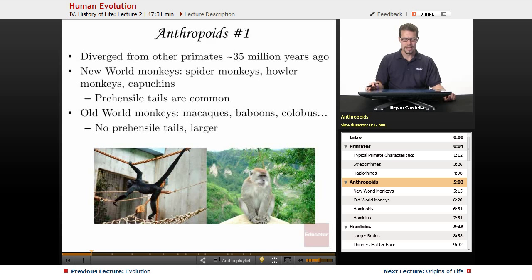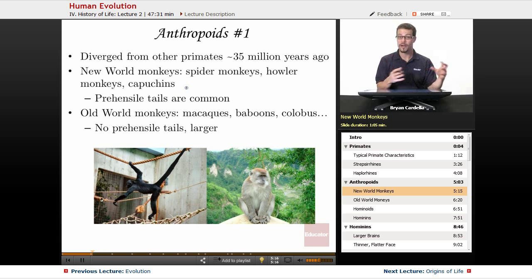Anthropoids, slide number 1. The anthropoids, our group, diverged from other primates about 35 million years ago. We're going to start with the monkeys. New World monkeys, the ones that you would find in Central America, South America, the New World. Spider monkeys, howler monkeys, capuchins, and more. I'm just giving you a few examples.